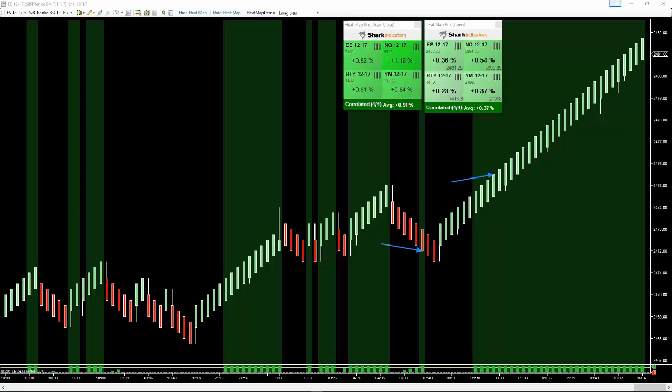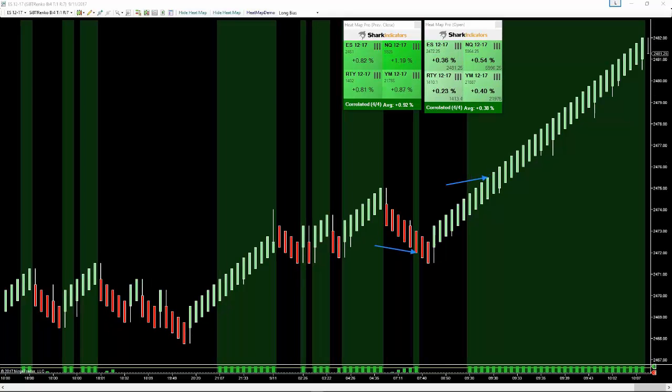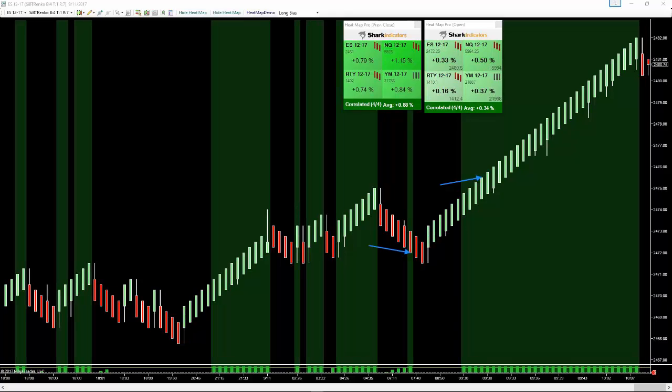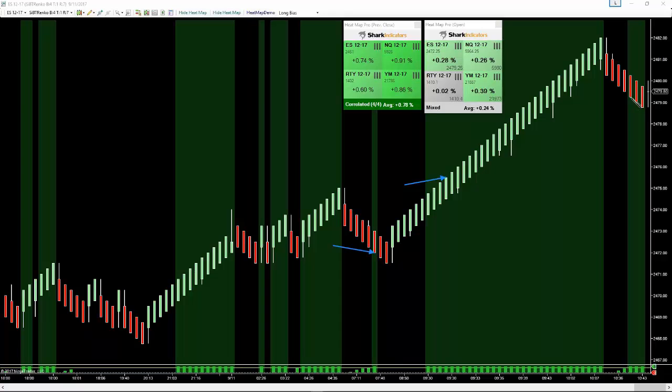We're at about 10:20 in the morning. And again, lots of green, lots of correlated. This is the kind of HeatMap Pro that tells me do not try to sell the top. Do not try to call the top. This would be a little bit more aggressive of a signal because Russell is not with us.